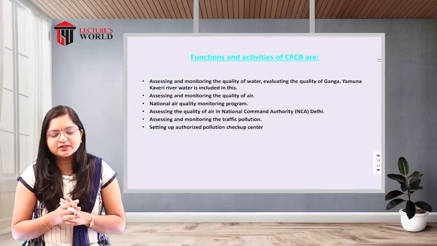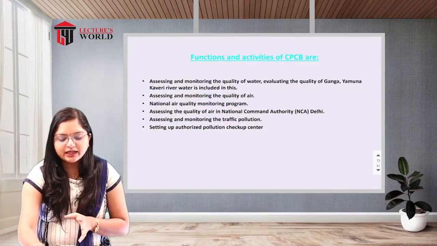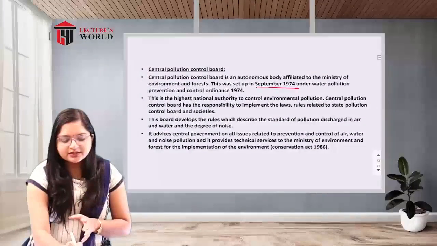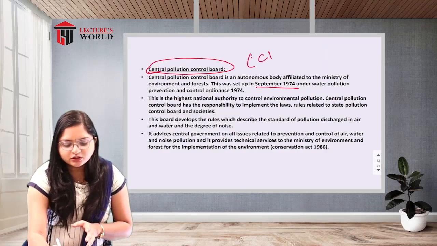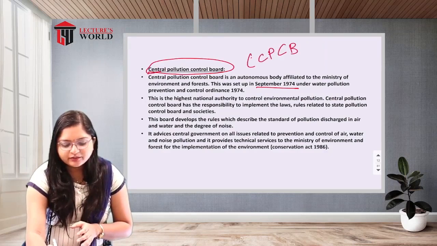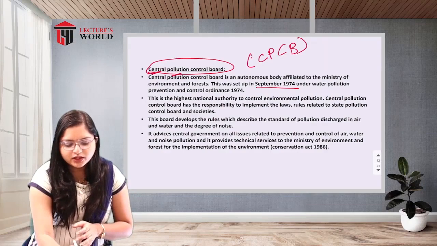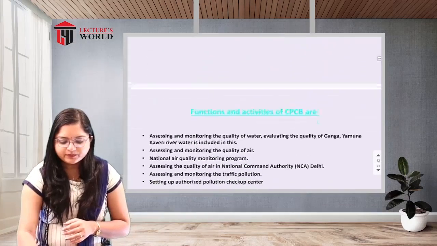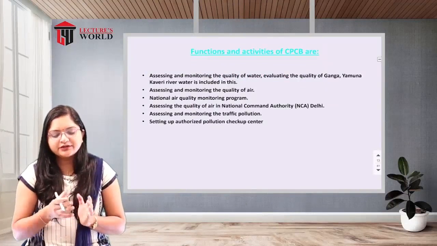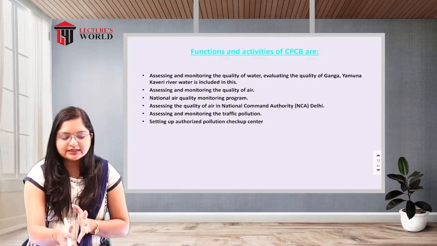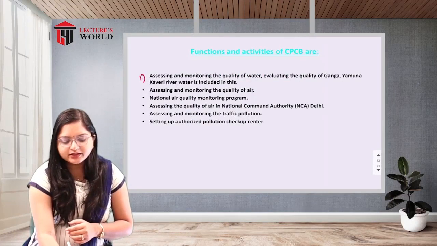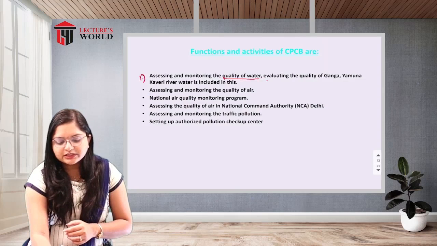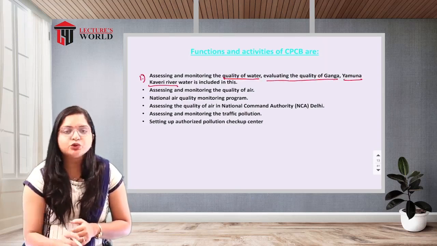Now we'll see the functions and activities of CPCB. CPCB is the Central Pollution Control Board. So this is in short known as CPCB, Central Pollution Control Board. The functions and activities of the Central Pollution Control Board are the functions they are conducting. The first function is assessing and monitoring the quality of water, evaluating the quality of Ganga, Yamuna, and Kaveri river water, which is included in this.